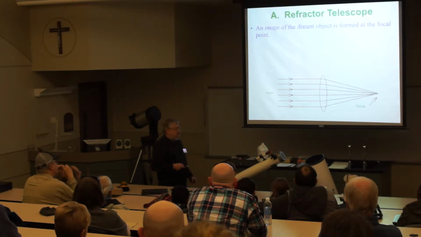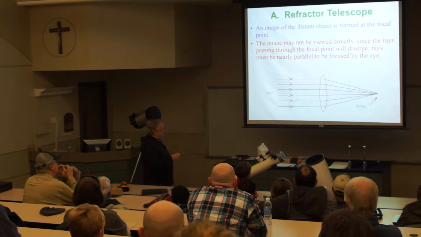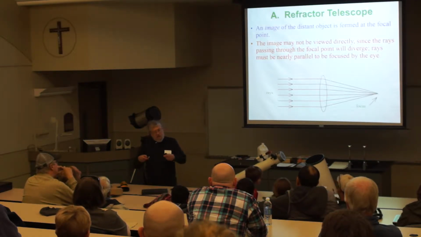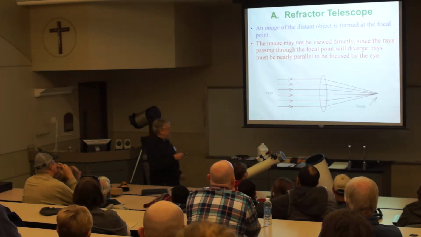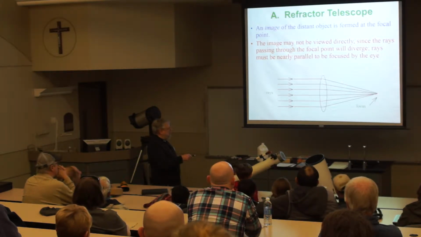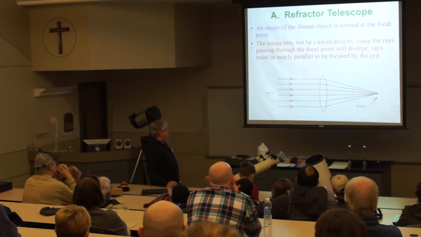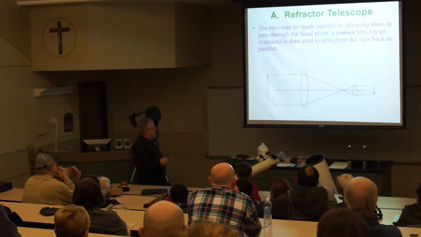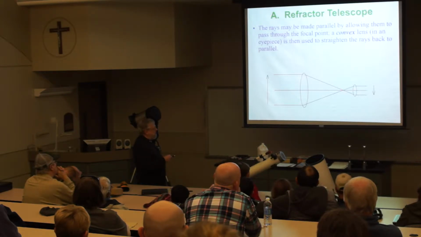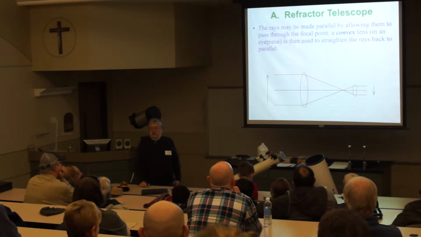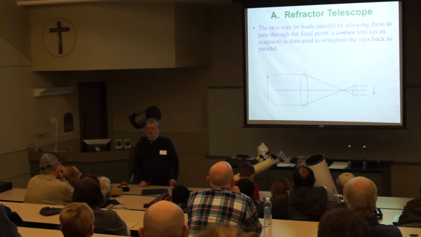You can't look at it directly, as we'll see, because when light rays enter your eye, they have to be just about parallel in order to be focused by the lens of your eye. So if they're converging like this, or if you let them go past the focal point where they diverge, your eye can't handle that. So we have to modify that in order to make an actual telescope. The way to do that is to put another lens after the focal point, which does the same thing with the diverging light, straightens it out into parallel rays again so that you can put it up to your eye and look through it.